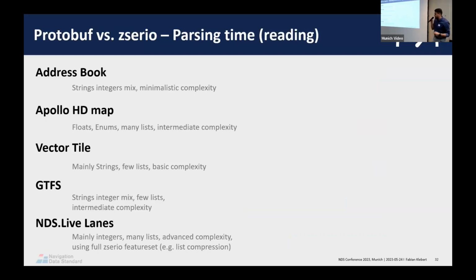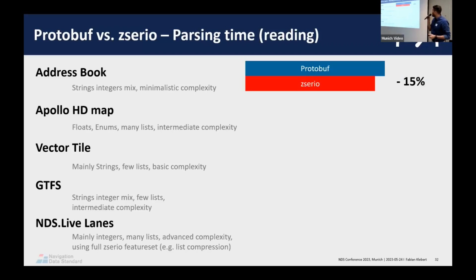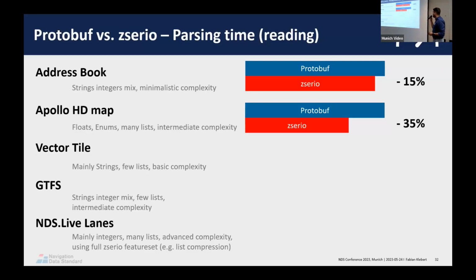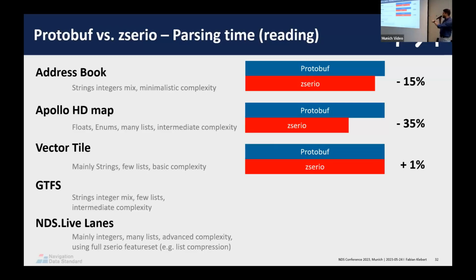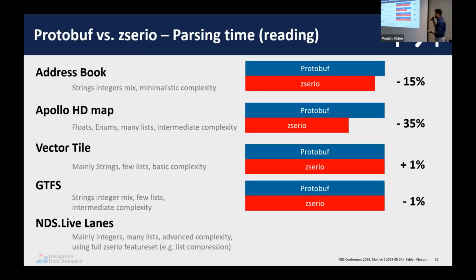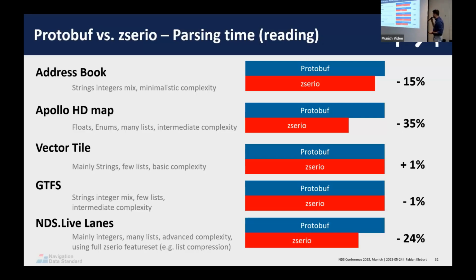When we're looking at the parsing time, this was only for reading, not for writing. Zero is 15% faster, or it took 15% less parsing time. On Apollo, it's 35%. On vector tile, now you see, when there are mainly strings inside, the decoding is on par on both. Same goes for GTFS. GTFS had a couple more integers, but the heavy lifting is basically done on the strings, and this is where they're both kind of the same. And for NDS Live Lanes, it's still 24% smaller.